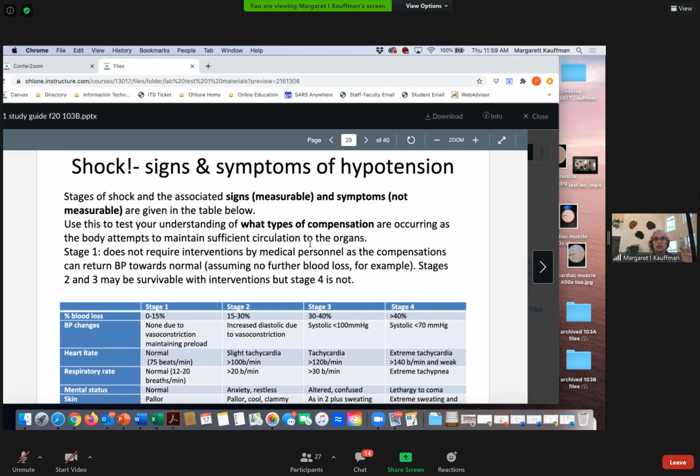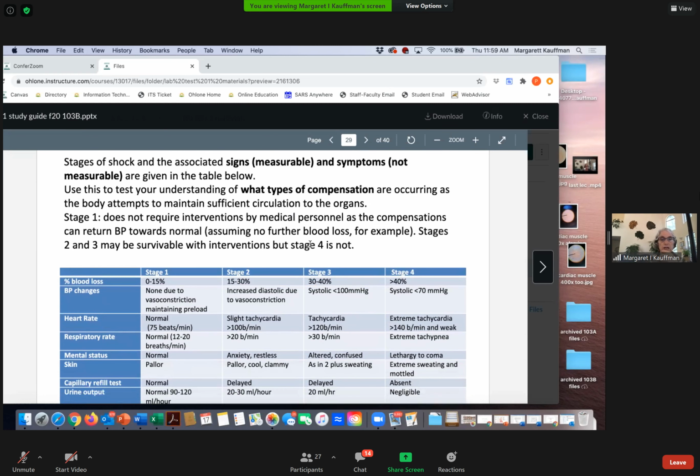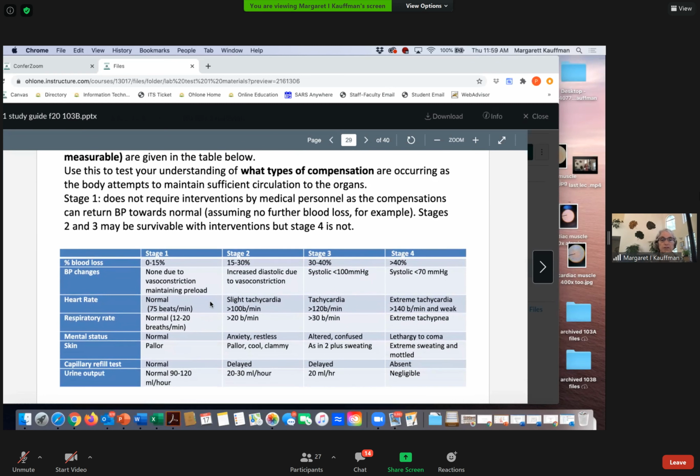Other reasons might be anaphylaxis, which means that you have such a strong allergic reaction that blood leaks out due to systemic inflammation. So lots of reasons. Regardless of the underlying cause, they've divided it up into various stages. Now, what I'd like you to do with these is to try and relate what you know about what happens when cardiac output is low to how your body's trying to compensate.